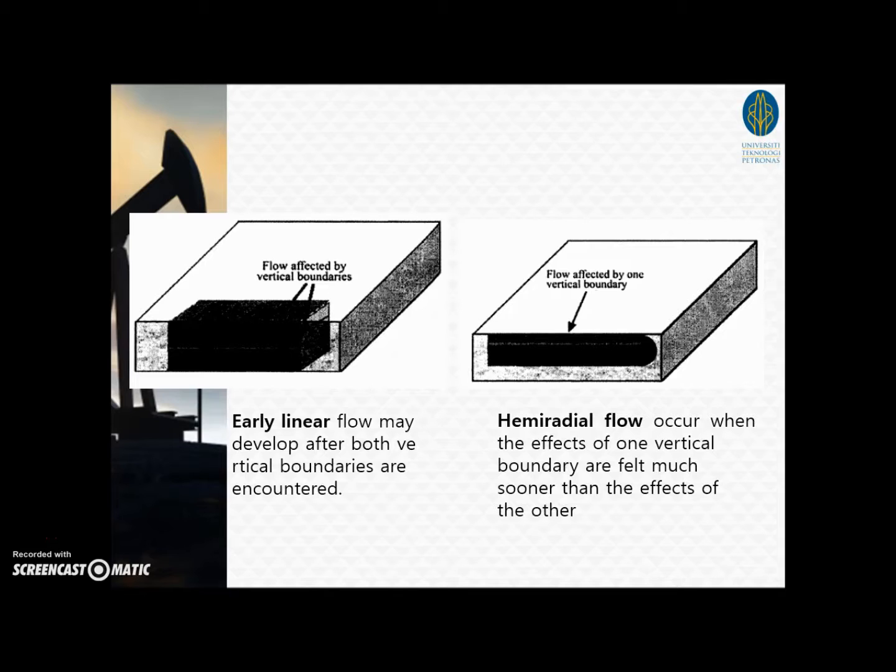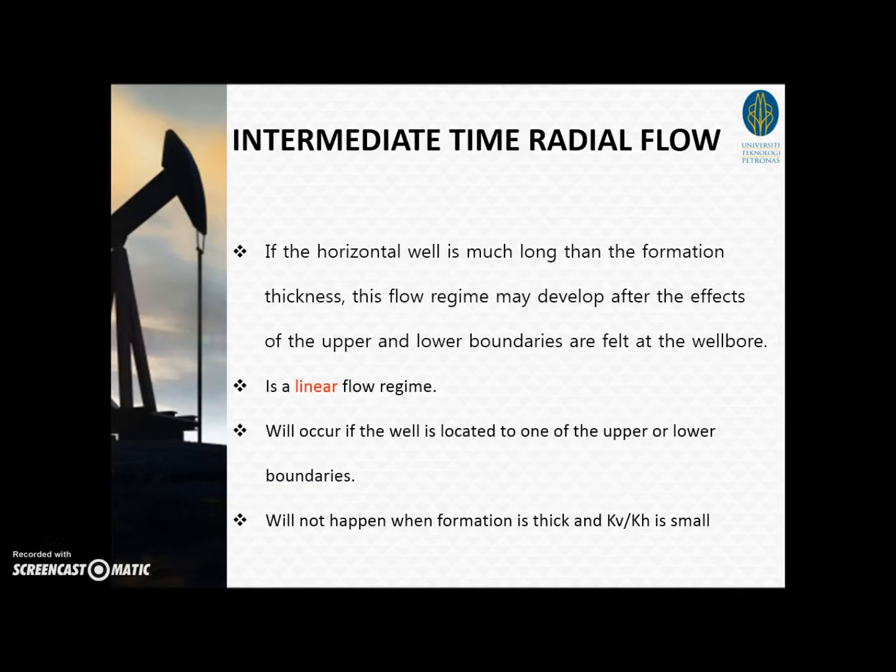In some other cases, intermediate time radial flow will occur if the well is located close to either one of the boundaries, and it is known as hemi-radial flow. This is a linear flow regime, and on some occasions, linear flow will not occur when the formation is thick and kV over kH is small.